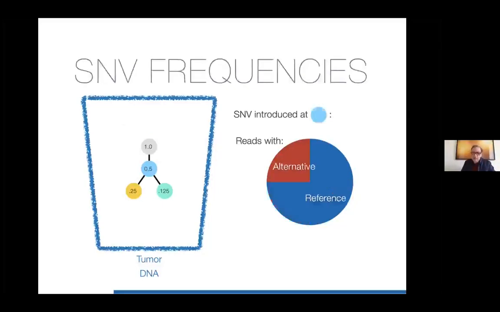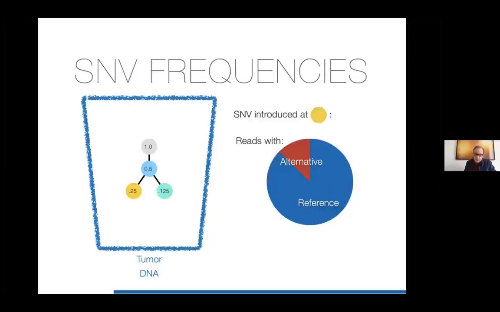And this is the same thing if you go down. If I look at the reads that at a certain position carry an SNV introduced at this level, then half of the cells have that SNV. They only have it on one of the chromosomes, and the other half of the cells don't have it on either of the two chromosomes, which means that the alternative will be a quarter and the rest reference. And this just goes on.